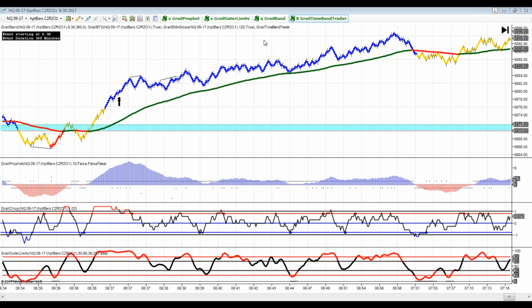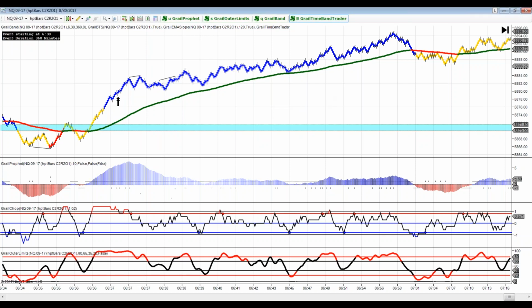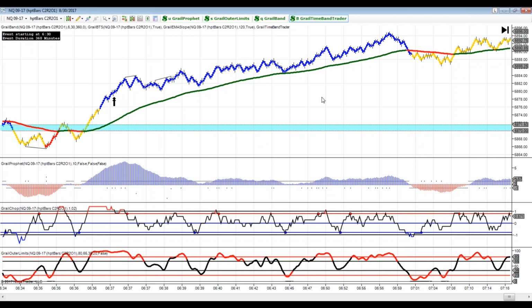The first thing you need to do when you put your indicators on, and the indicators I have on the chart right now, are the Grail BTS, the Grail EMA slope, the Grail profit, the Grail chop, and Grail outer limits. You can also put up the Grail DT. I don't have that up right now, but of course a lot of you use that. The next thing you need to do is put up the indicator called the Grail band.